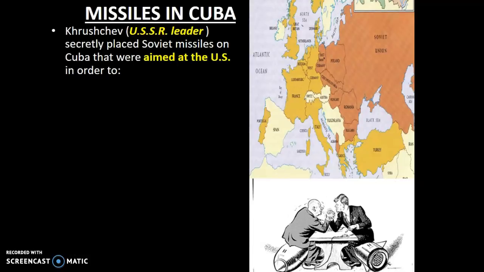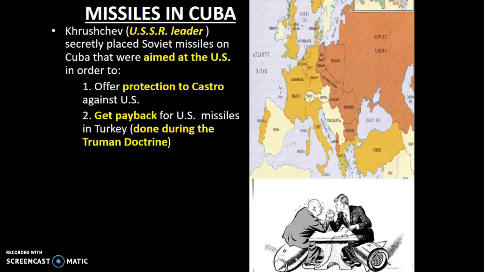Now, these missiles in Cuba, if you haven't already guessed, they're going to be aimed directly at the United States. Remember that Cuba is right next to the U.S., and so these missiles there are a perfect protection, not only for Cuba, but a perfect protection for the USSR's goal of spreading communism during the Cold War.